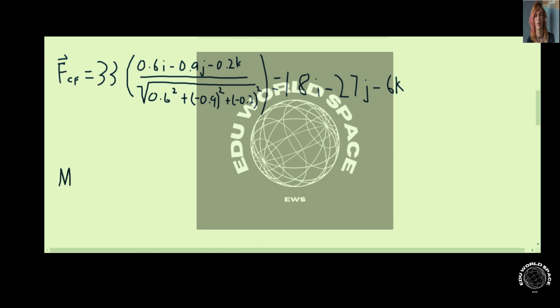So we now have the moment about dB is equal to our unit vector dot the DC vector cross the force vector.